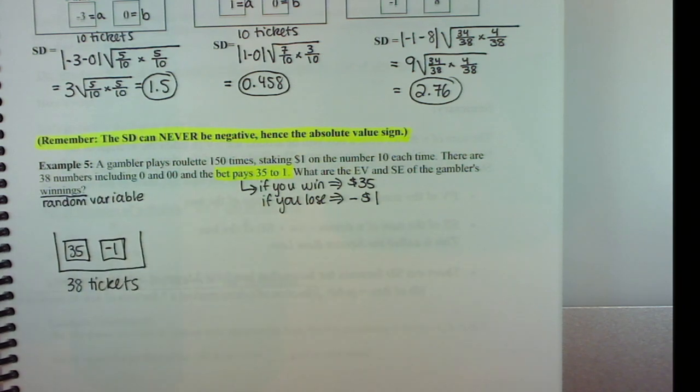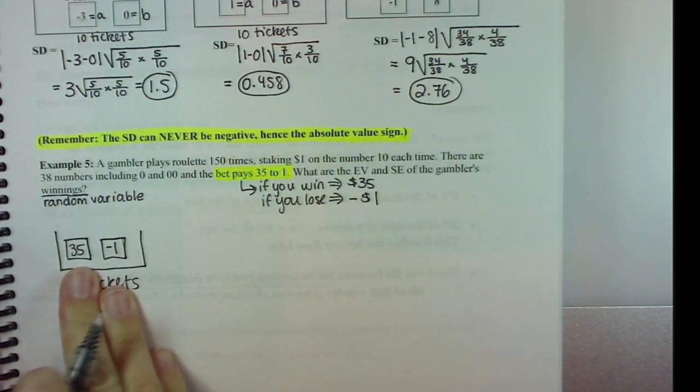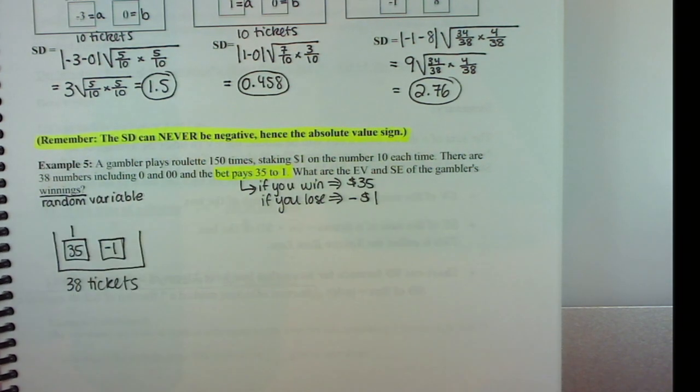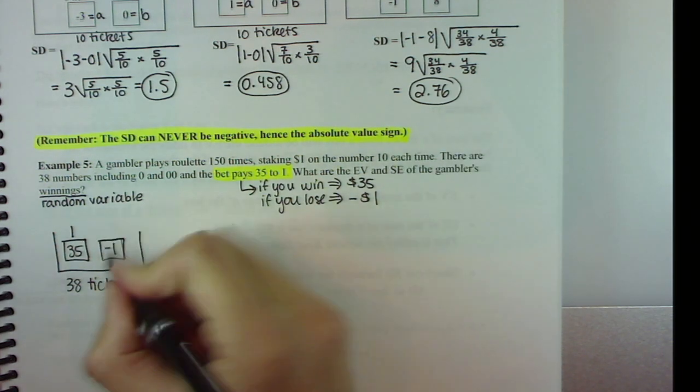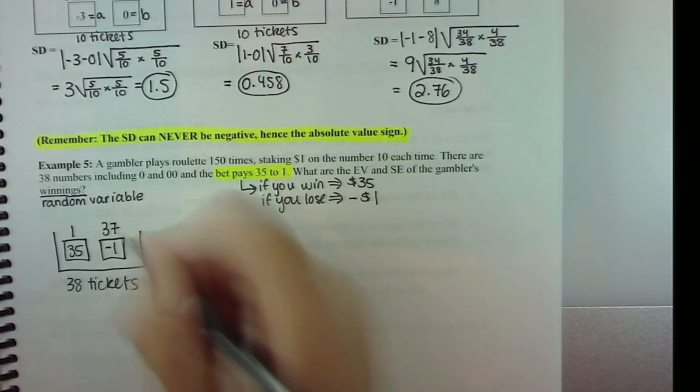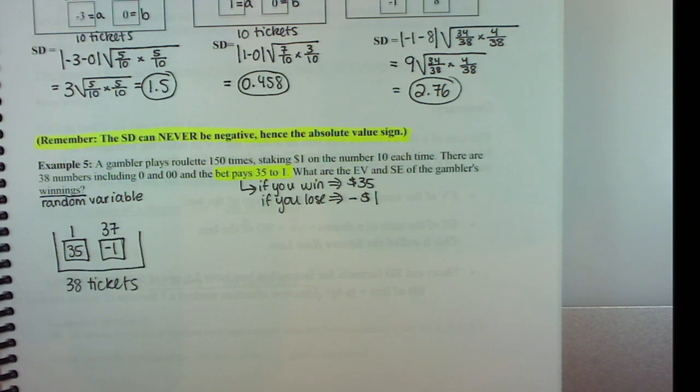So, and then I have to say the box model is just a probability model. What's the chance I win $35? Well, there's only one way that happens. It's if I land on the 10. And then the way I lose $1, the chance of that is pretty high, 37 over 38. Let's see what that is, 37 over 38. The chance I lose is 97%.